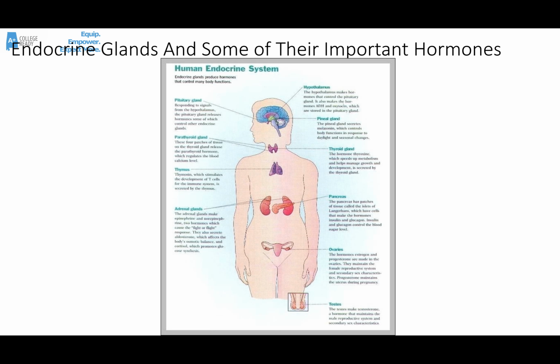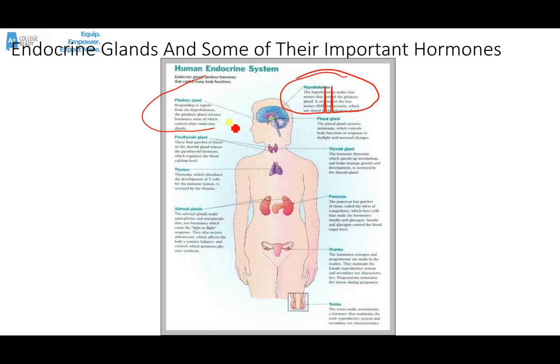Here are just a few examples of endocrine glands in your body. So the hypothalamus is sort of the control center of the entire endocrine system. What's cool about the hypothalamus is it's part of both the endocrine and the nervous systems, and it plays a role in regulating both of them.